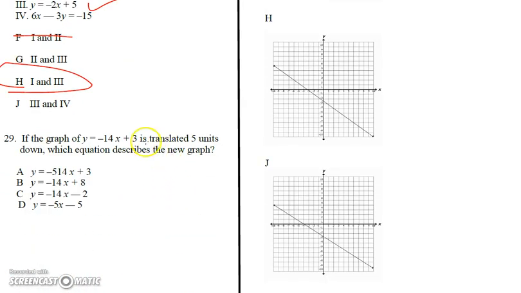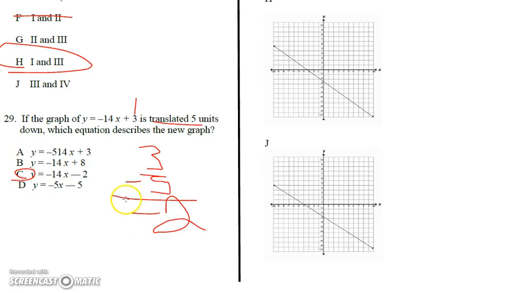29, we are talking about translations. And remember what we said, when you translate, you are moving this number up or down, and it says down. So you go 3 minus 5. What is 3 minus 5? Minus 2. So my answer is going to be letter C.